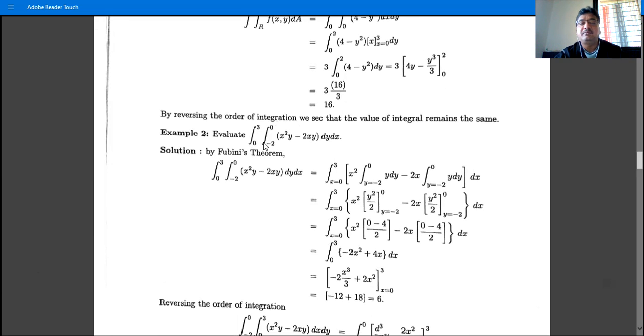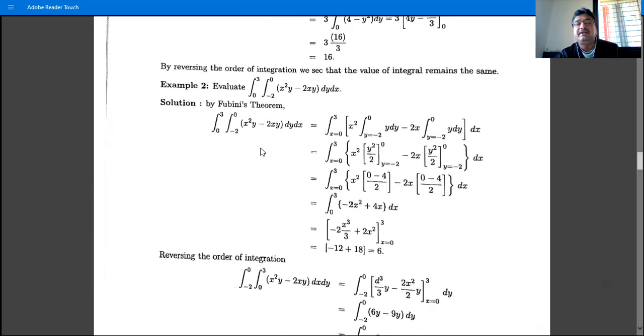So again the same type of problem. Integrate with respect to x or y first. So minus 2 to 2 is the limit on y, because here it is dy dx, that is, what is the sequence?